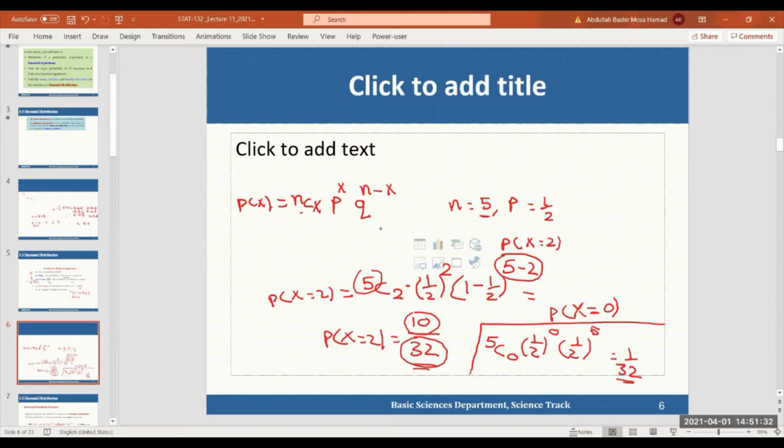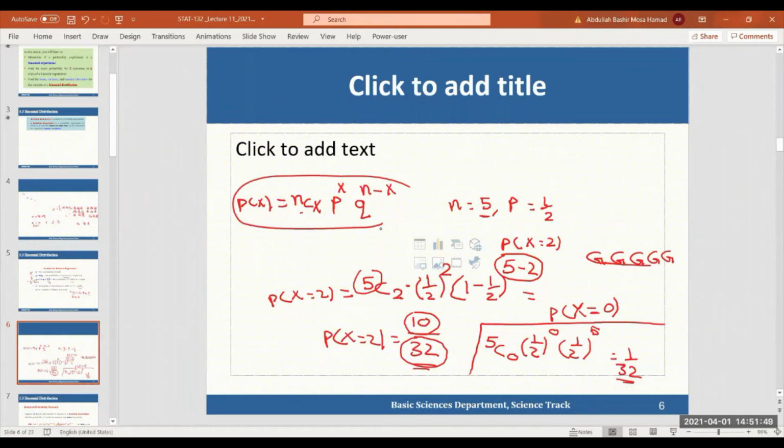Actually, this point is G, G, G, G, G. 1 point. The total number is 32. So it is 1 over 32. I think it is too easy. We just use this.